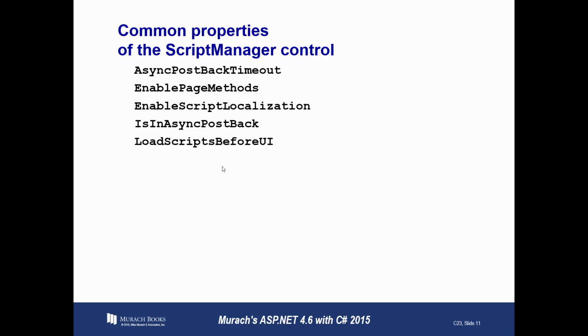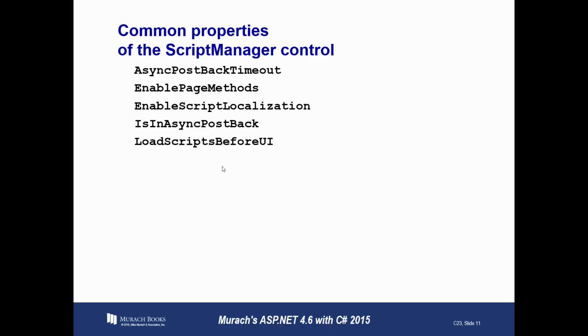All right, so let's talk first about the script manager control. Five of the common properties are shown on the screen here. We've got async postback timeout, which sets the time in seconds, the default being 90, before an asynchronous postback times out if there's no response.